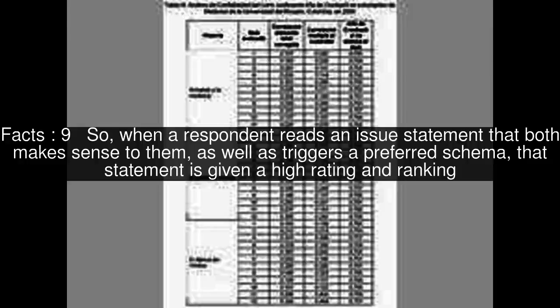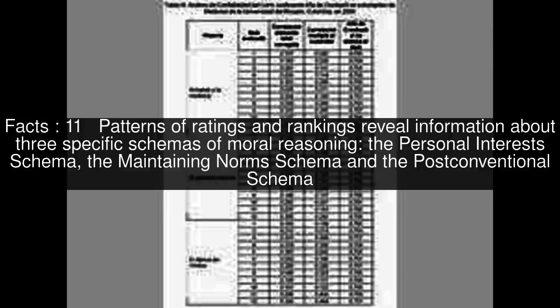A schema is a mental representation of stimuli that has previously been encountered, which allows one to make sense of newly experienced, but related, stimuli. So, when a respondent reads an issue statement that both makes sense to them, as well as triggers a preferred schema, that statement is given a high rating and ranking. Conversely, when a respondent reads an issue statement that is either construed as nonsensical or overly simplistic, the item receives a low rating. Patterns of ratings and rankings reveal information about 3 specific schemas of moral reasoning: the personal interest schema, the maintaining norms schema, and the post-conventional schema.